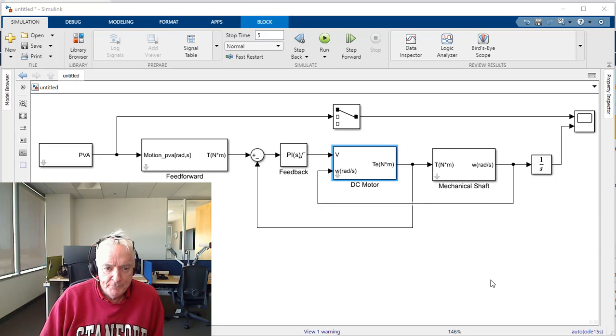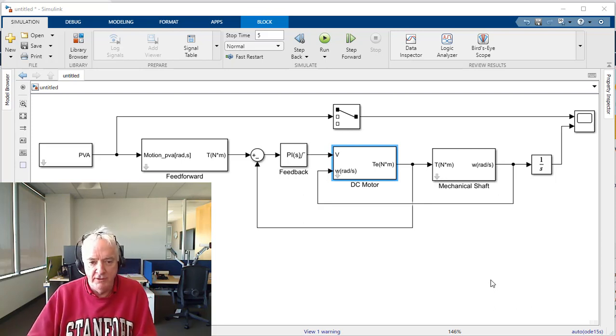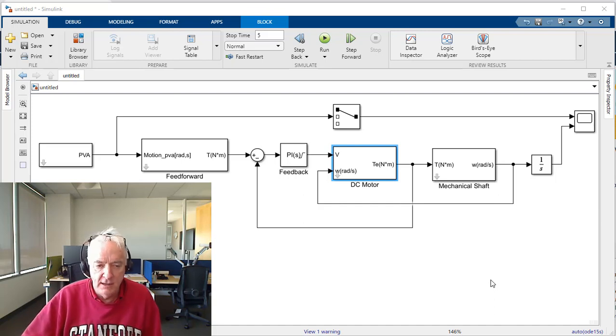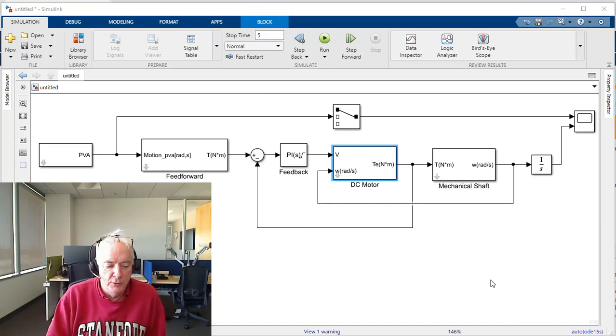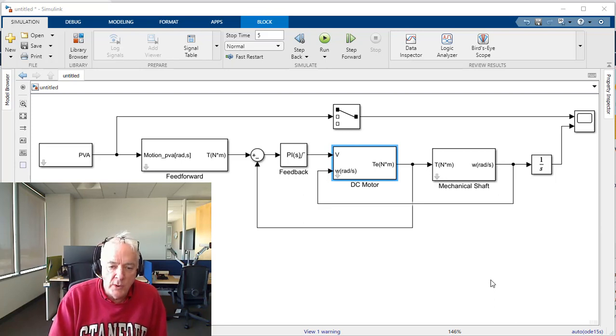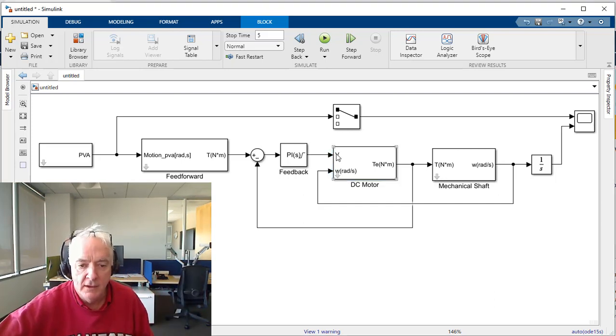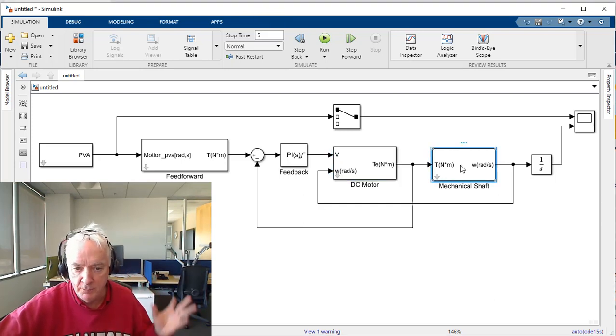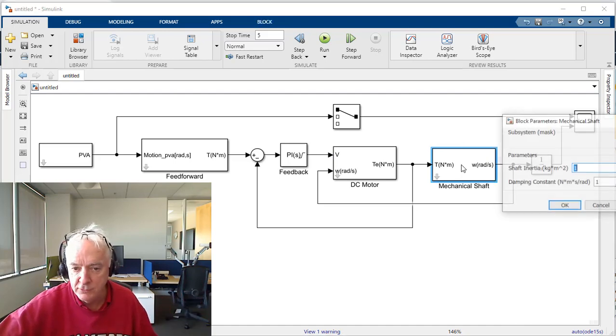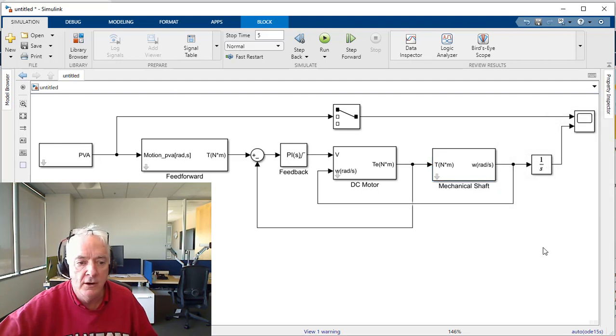In this video, my first for a new series I'd like to kick off, I'd really like to introduce Simulink in a really good way and show how good it is for developing embedded controls. Our simple initial system is a DC motor driving a simple mechanical shaft. The shaft is defined by its inertia as well as its damping constant.